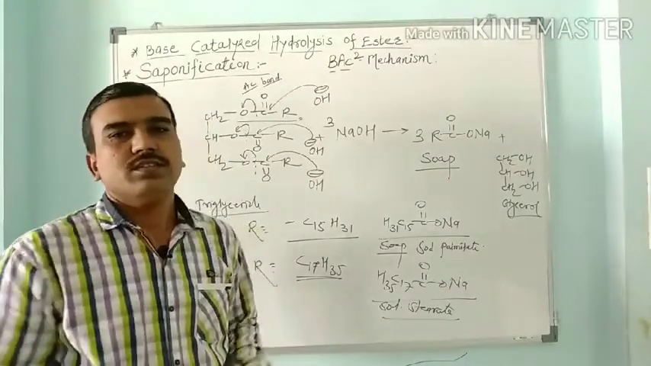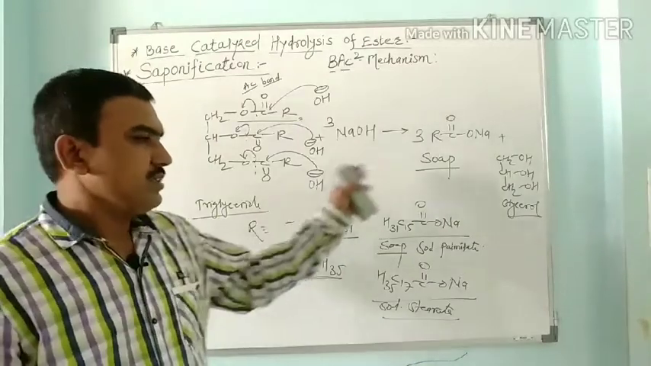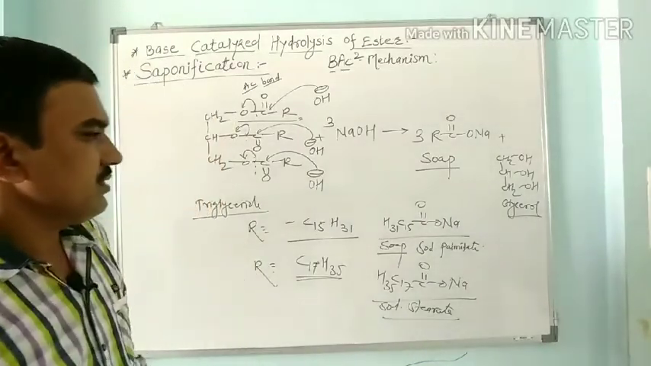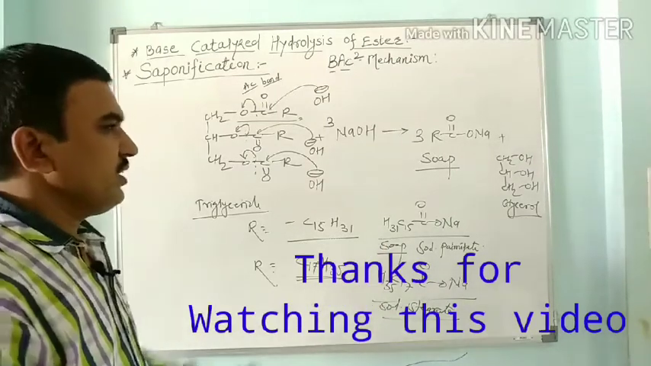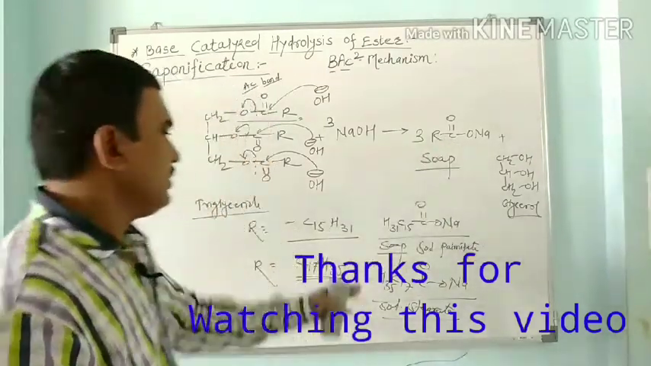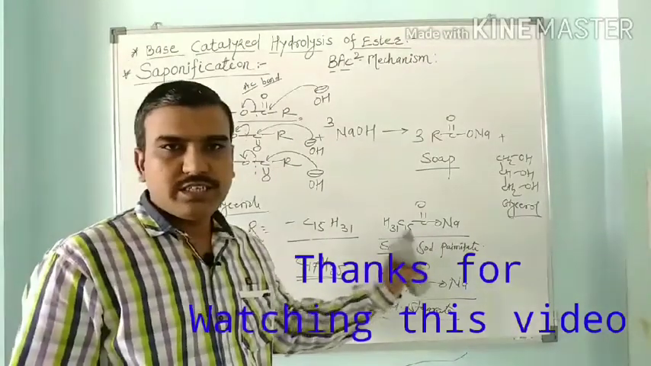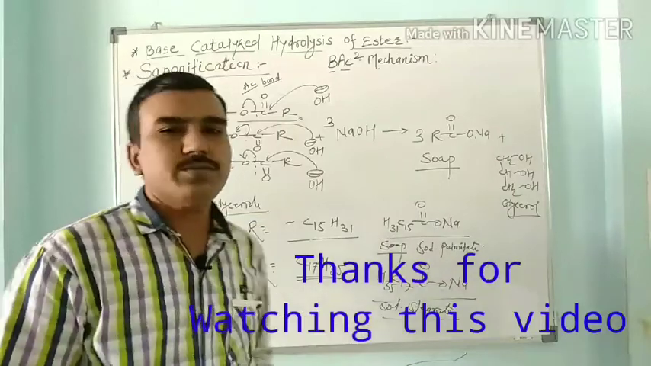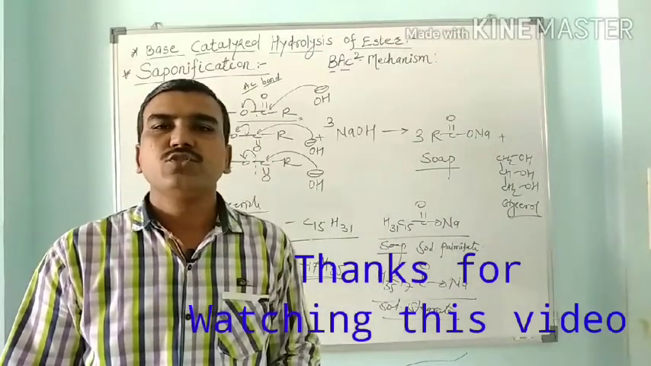So these are a few examples I have also discussed, in which we get sodium palmitate and sodium stearate along with glycerol. So when R is palmitate, we get 3 moles of sodium palmitate, and likewise sodium stearate. So these are a few examples of the BAC2 mechanism.